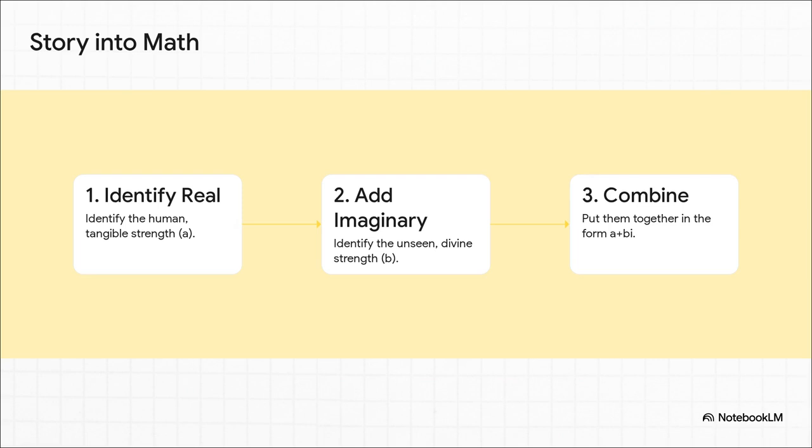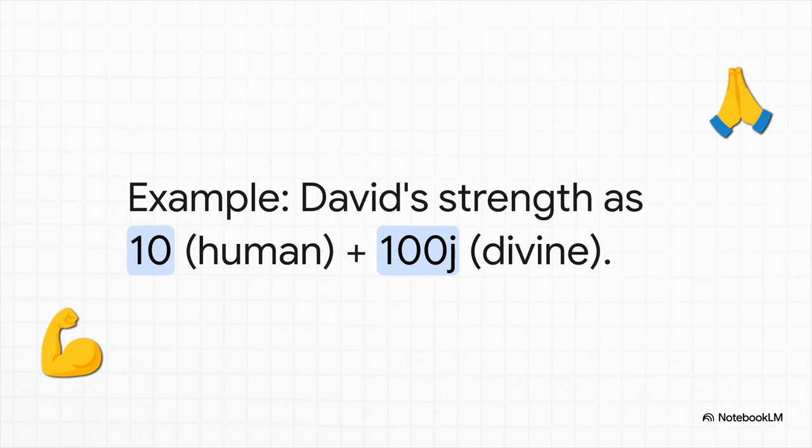First, you figure out the human, tangible strength. That's your real part. Second, you figure out the unseen, divine strength, and that's your imaginary part. And then third, you just stick them together in that a+bi format. So putting it all together, a student might say, okay, David's regular human strength was maybe a 10, but his divine help was like a 100. And boom, his total strength becomes 10 plus 100j. And look, the actual numbers don't really matter. What matters is the idea that his power was made of 2 parts, one you could see and one you couldn't.